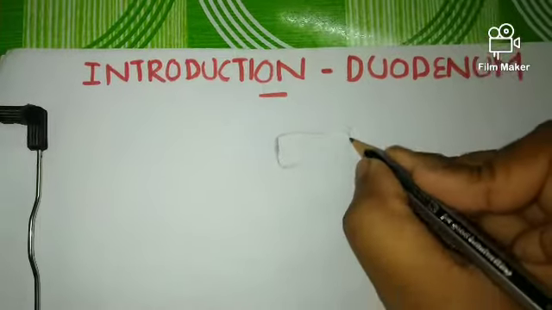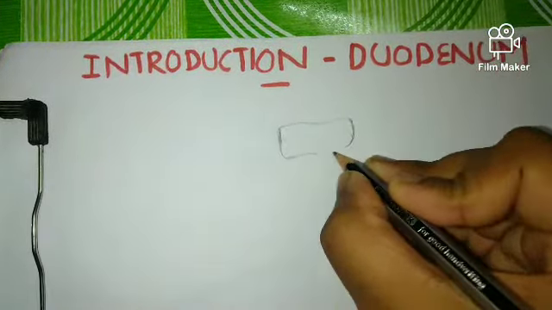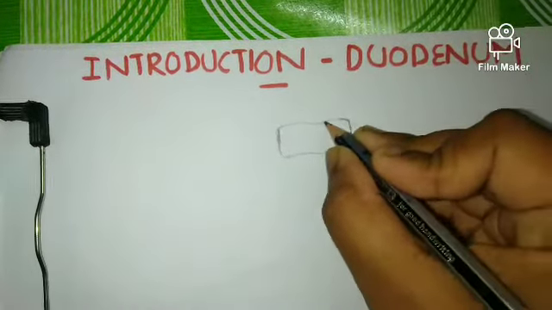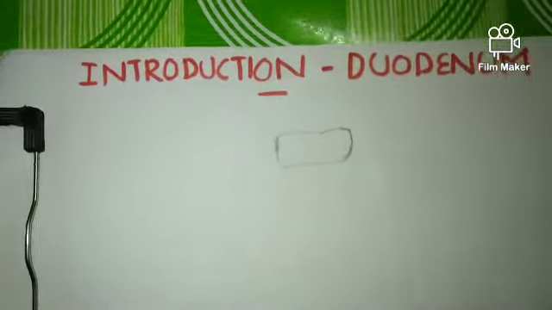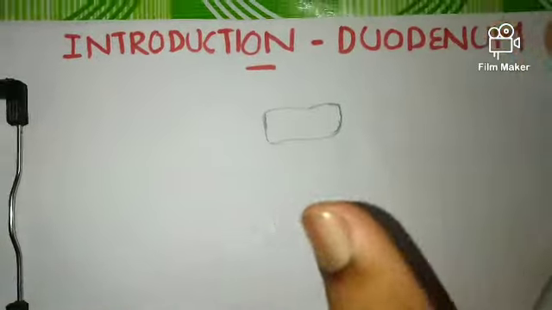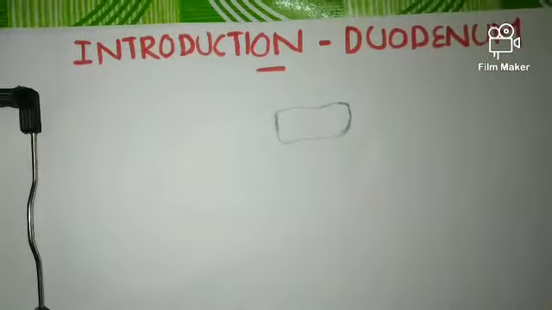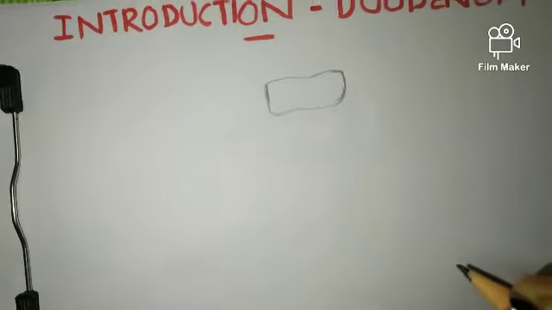Today we are going to learn about the duodenum and its parts. In a later video I will discuss each part, its relations and all. Here I am discussing only the parts and their location. First we have to draw the vertebrae. We know that the duodenum extends from the L1 to the L3 vertebrae.